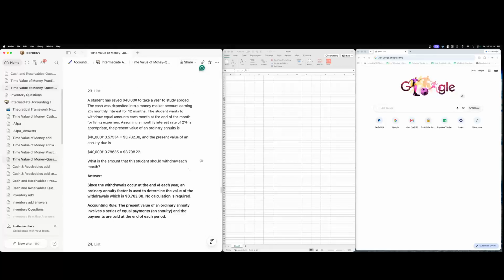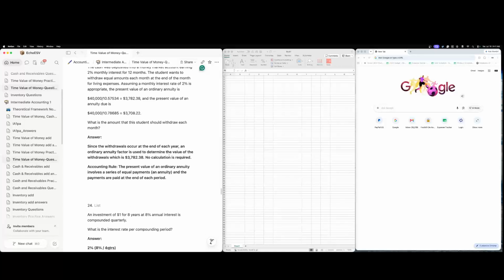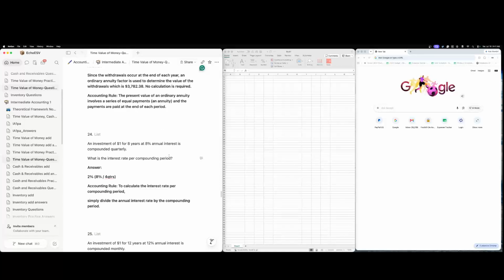A student saves $40,000 to take a year to study abroad. Cash was deposited in a money market account. Wants to withdraw equal amounts each month at the end of the month. So that would be an ordinary annuity. The ordinary annuity value is $3,782.38.